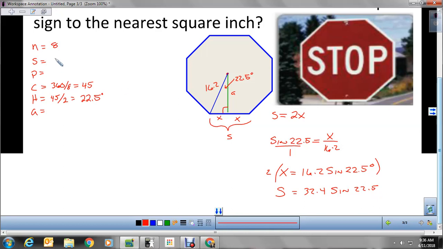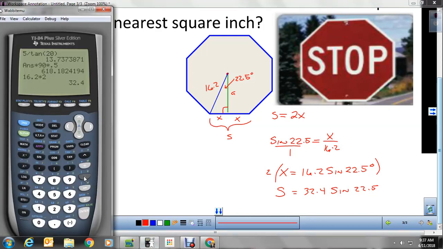So I'll come over here and I'll write my side length as 32.4 sine 22.5. Now we're not going to calculate this decimal just yet because we want to stay and use exact figures or exact numbers as long as possible. So just like we multiplied the x by 2, we're now going to find our perimeter by multiplying 8 times the 32.4. So we've got this number in our calculator. We're going to say times 8, and our perimeter is going to be 259.2.